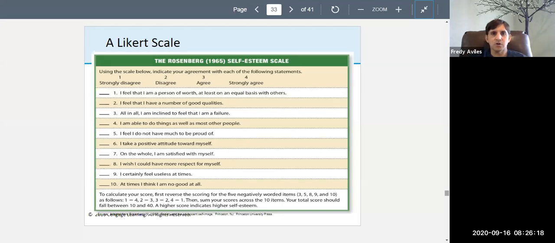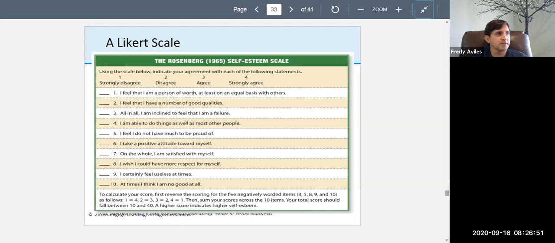That 1 is strongly disagree, 2 is disagree, 3 is agree, and those are just categories. The difference between 1 and 2 isn't clear. And if the differences aren't clear, then you can't really do statistics with them. Some person might indicate a 1, another person might indicate a 2. What is the difference between those two people as far as their self-esteem on a certain question?